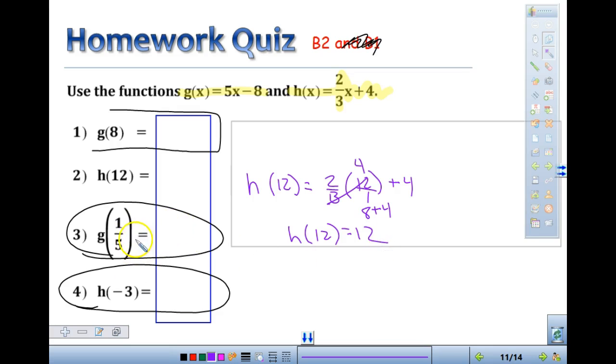And when you plug in 1/5, I don't care if you use the decimal or if you use a fraction. You could have plugged that in G and taken 5 times 1/5. And I saw many people go, oh, I think this has to be 12. Like for question number 1, I had people say 8 equals 5x minus 8, and they solved it. No, it's G of 8, and you're replacing the x. So if you're not understanding these, please make sure you're getting in here and getting some help on them, okay?